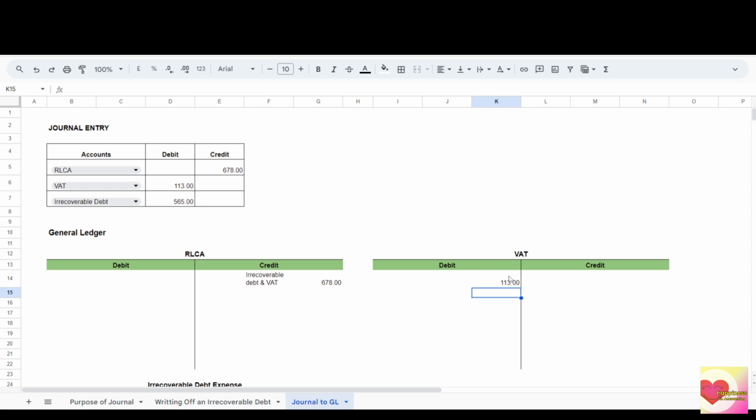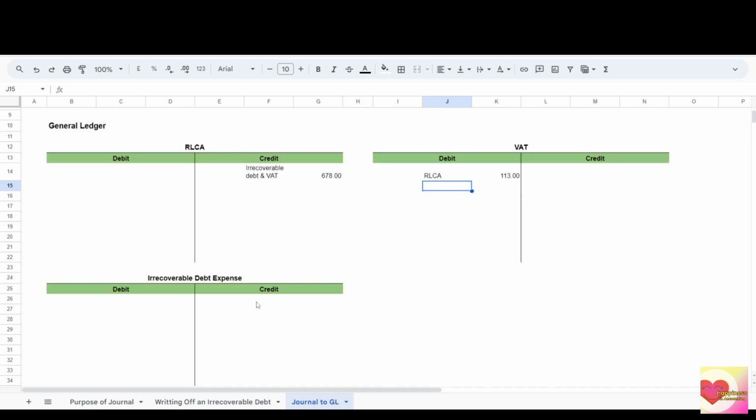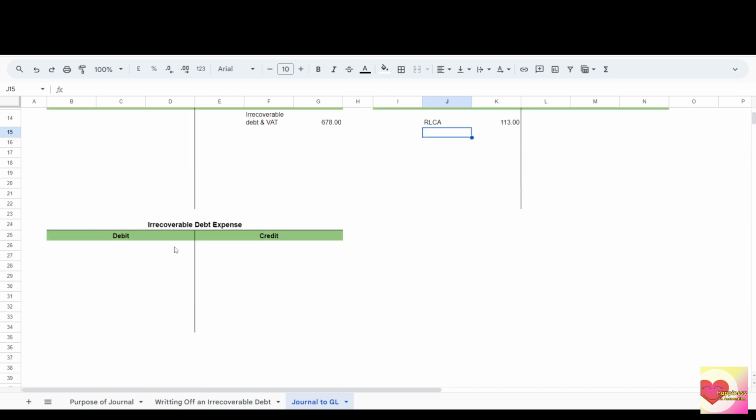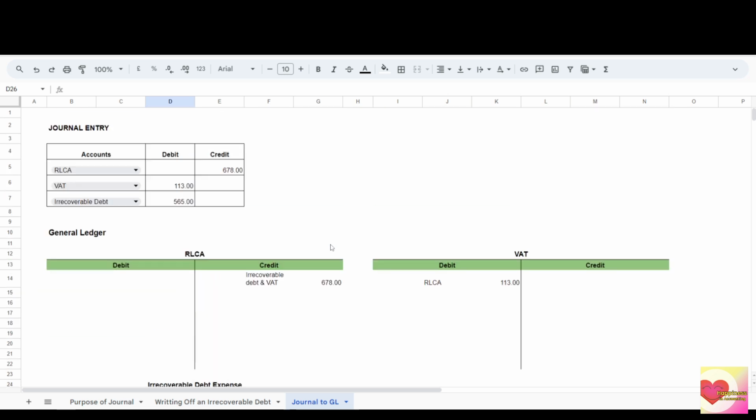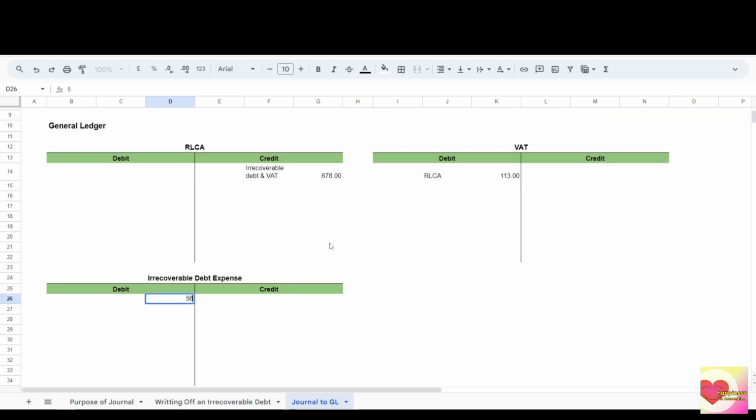Let's enter the amount in the debit. And for the details, it's RLCA. Then let's go to irrecoverable debt account. Let's enter the amount. And for the details, it's RLCA.